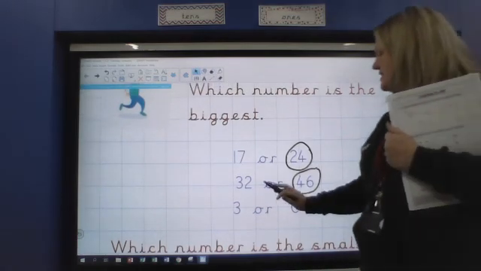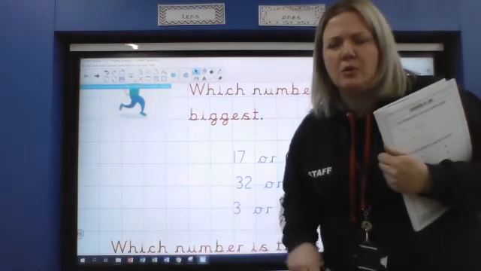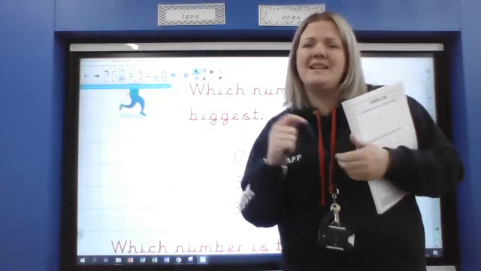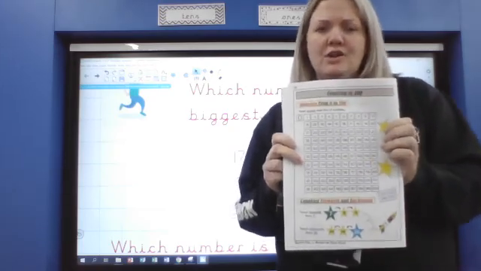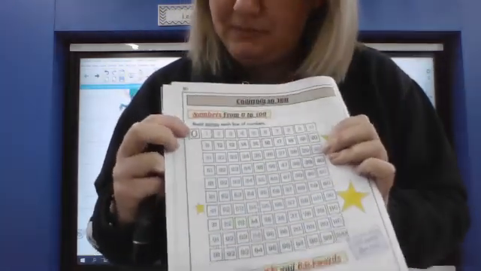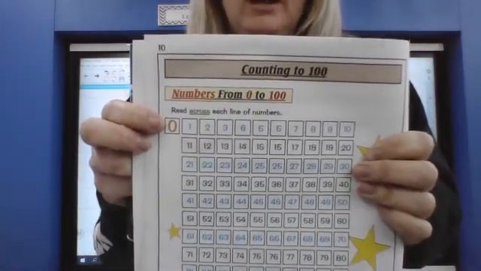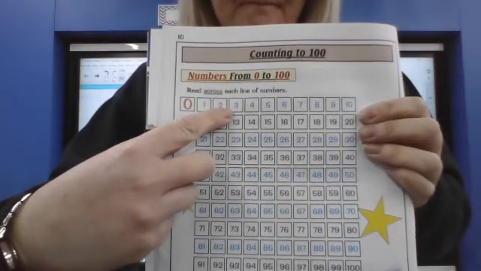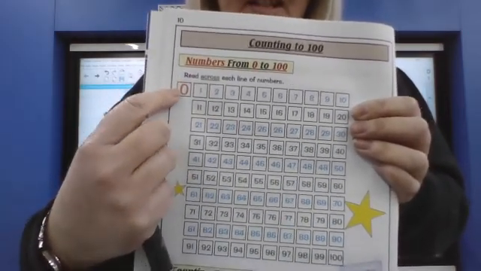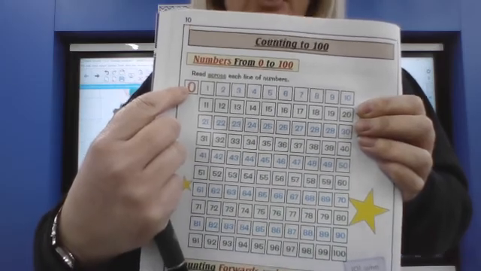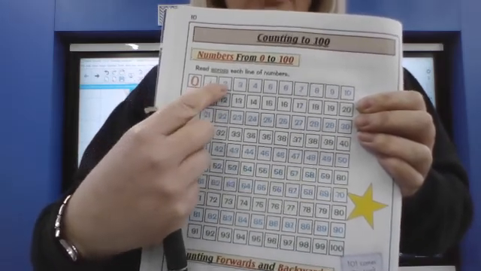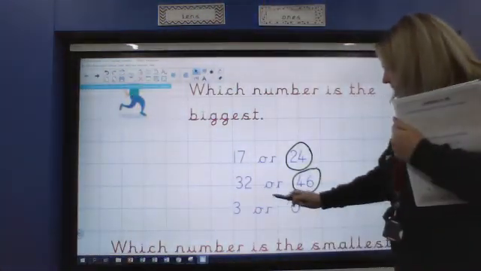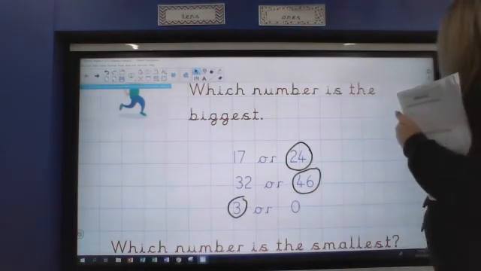The next two numbers are 3 or 0. Out of 3 and 0, which one is the biggest number? Now, you probably don't need your 100 square for this, but there we are, 0, right at the start of our numbers. And there's number 3. So we know that 0 is the smallest number that we start with when we're counting. That tells us that 3 is the bigger number. So 3 is the biggest number.